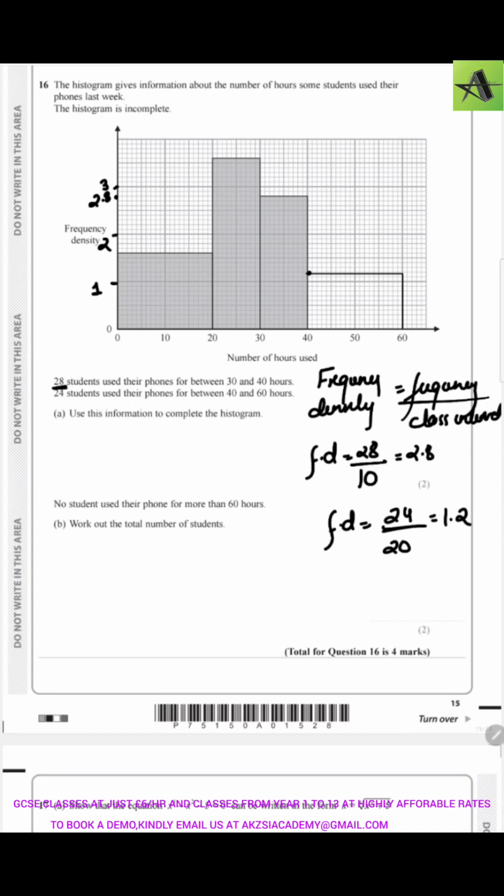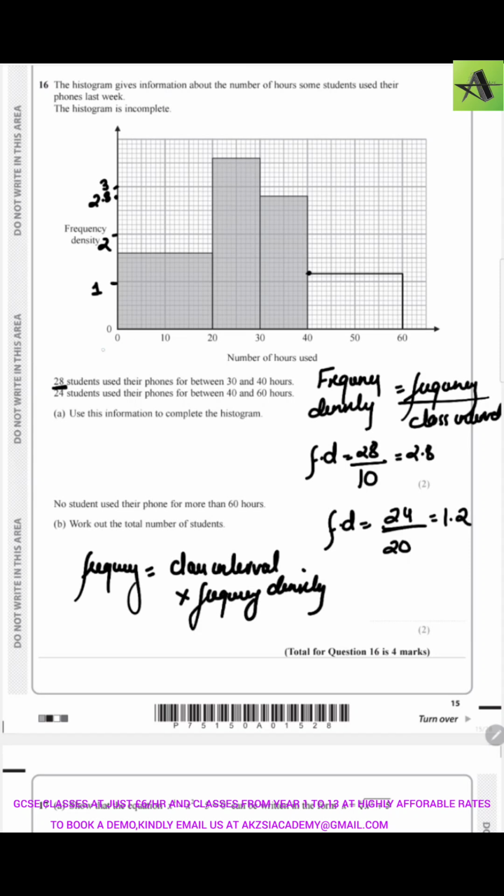So I have to calculate. I already have the frequency densities. I have to find the frequencies using the same formula. Frequency density is frequency over class interval. Now if I cross multiply, this gives me the formula to calculate frequency. So frequency would be class interval multiplied by frequency density. For the first one, the class interval is 20, 0 to 20, that means 20 minus 0. The frequency density is here, which you can see is 1.6.